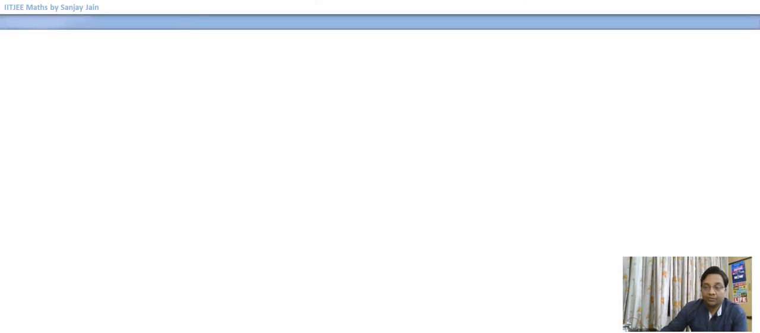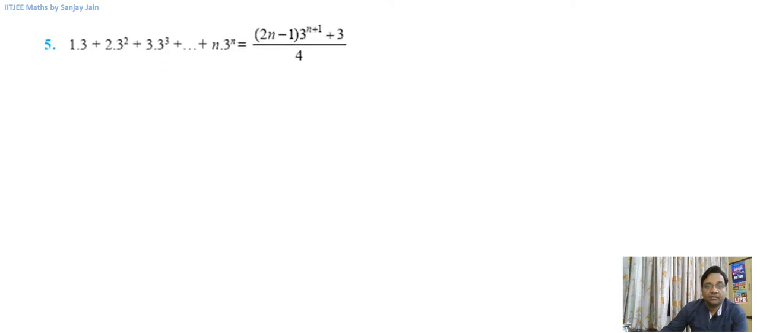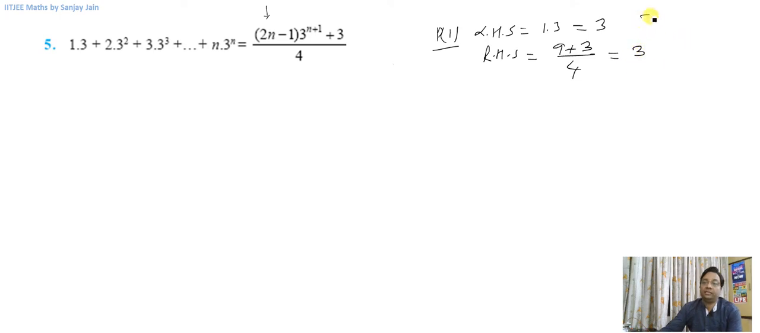These questions involve, more than logic, some manipulation skills, right? Otherwise, you just have to follow the same algorithm. For example, in this, if we check for P of 1, the left hand side will be 1 into 3, that is 3. Right hand side, if I place n equal to 1, this 2n minus 1 will become 2 minus 1, that is 1, and 3 raised to power 2, that is 9. So 9 plus 3, 12 divided by 4 will give me 3. So yes, P of 1 is true. So base step is over.